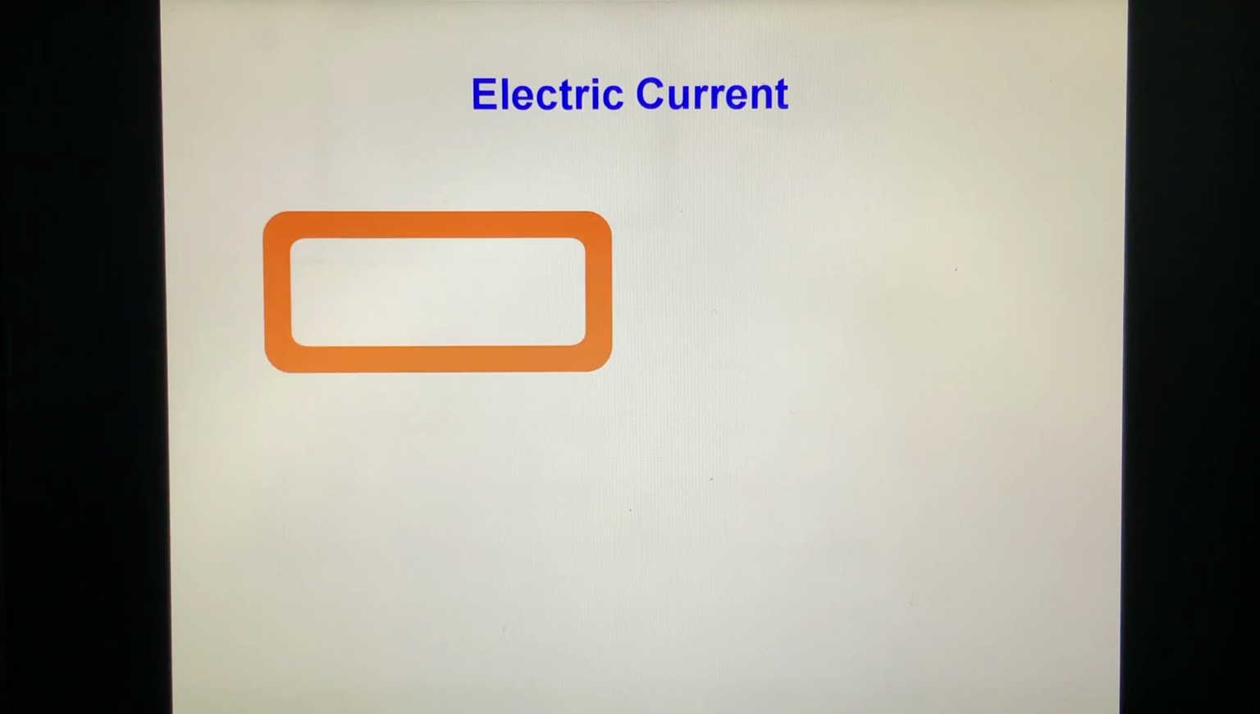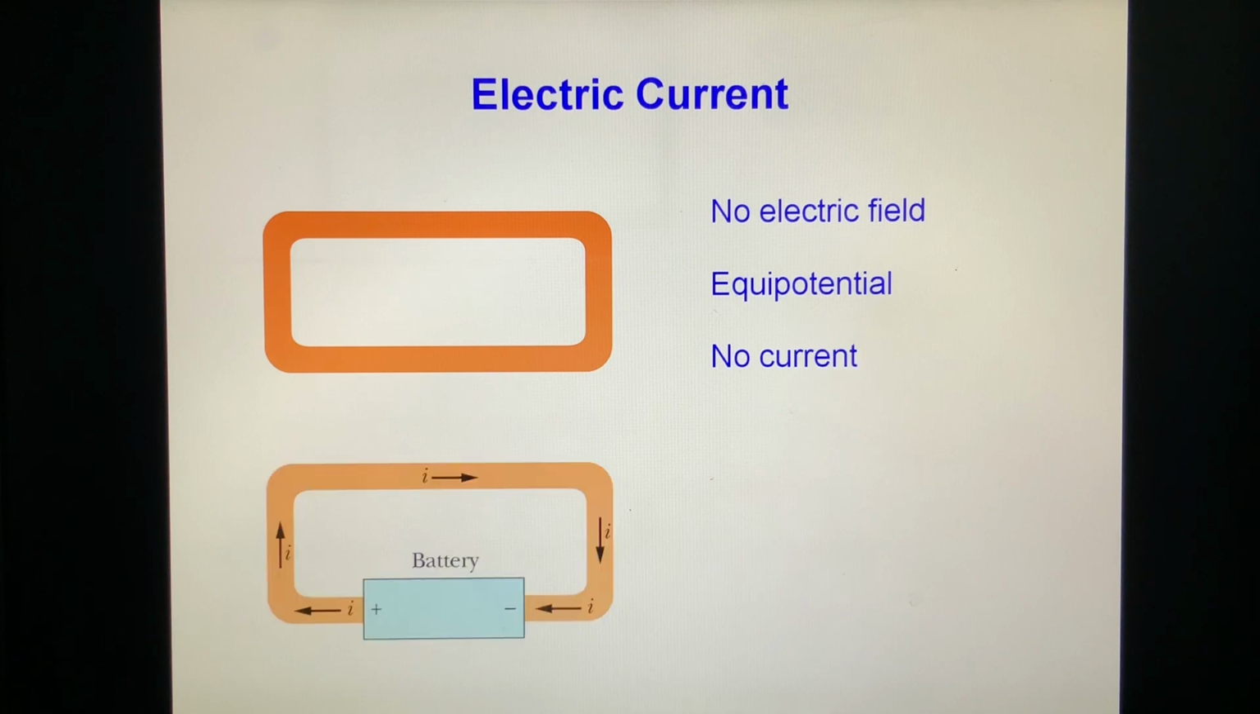Electric current. In a copper wire with no electric field, there's equal potential throughout the body. There's no current. But if we connect a battery, an electromotive force device, to this copper wire, we will see current flow from the positive to the negative pole of the battery. Then we have an electric field in the copper wire, and the wire is not at equal potential. You have a current inside.